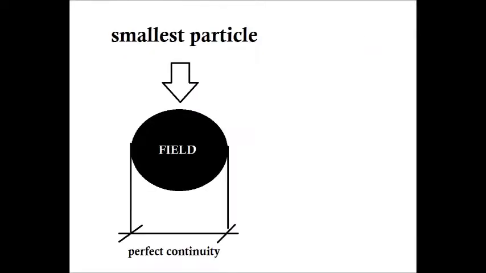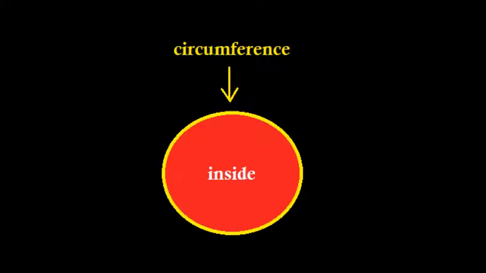So the biggest question is, what is the substance of that field made out of? Right now, theoretically, it can't possibly be made out of anything smaller. So is it a substance? Is it something? What is it? What is a continuity? The inside of this particle cannot be perceived, it cannot be measured, because it's the outer circumference that defines the ultimate smallest thing.